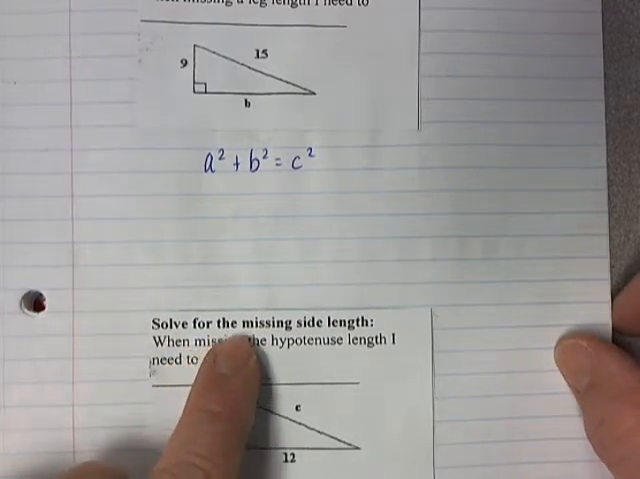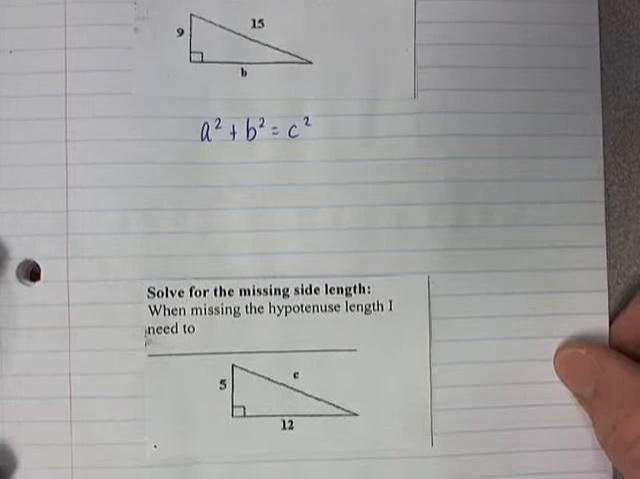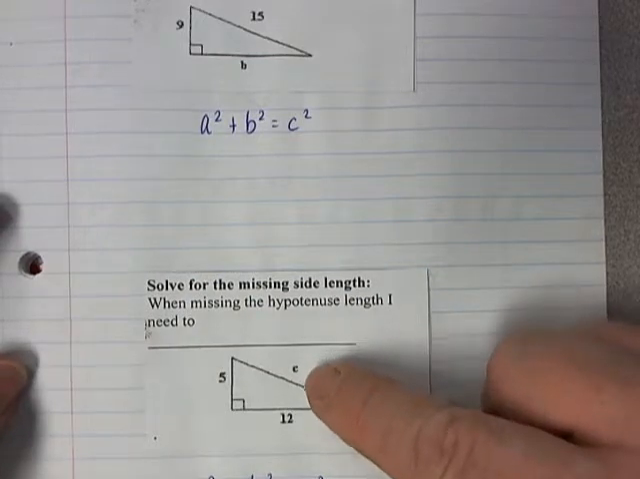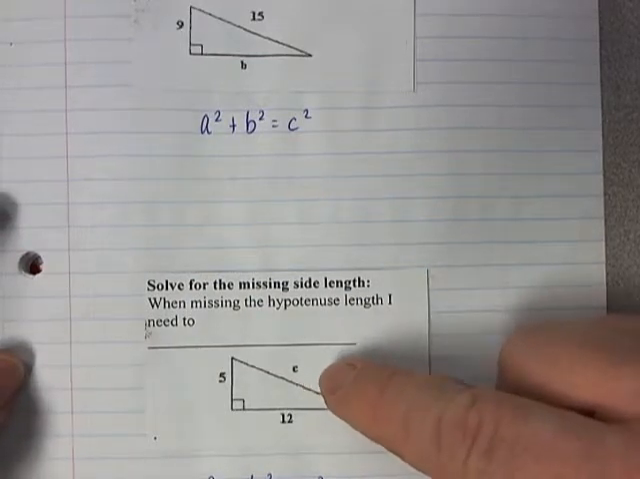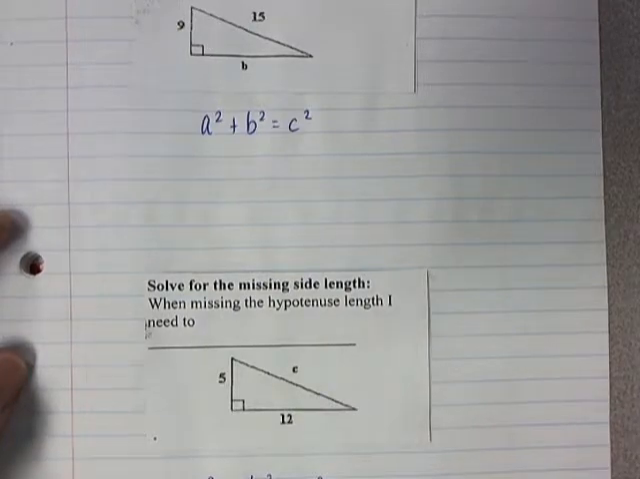Using the hole, go ahead and glue the second part to the same page that has the right triangle of 5, 12, and we're missing the length of the hypotenuse, which is our C in our formula. Go ahead and glue that now.